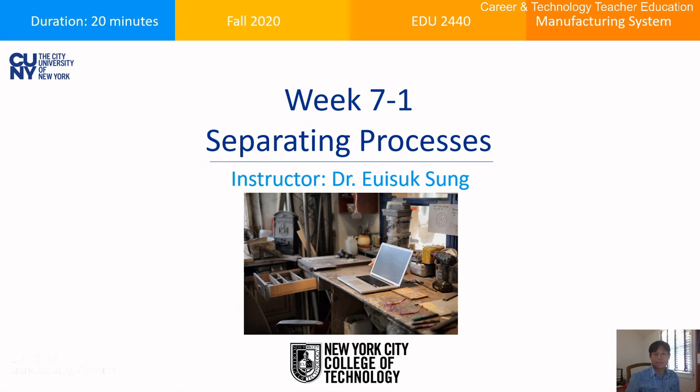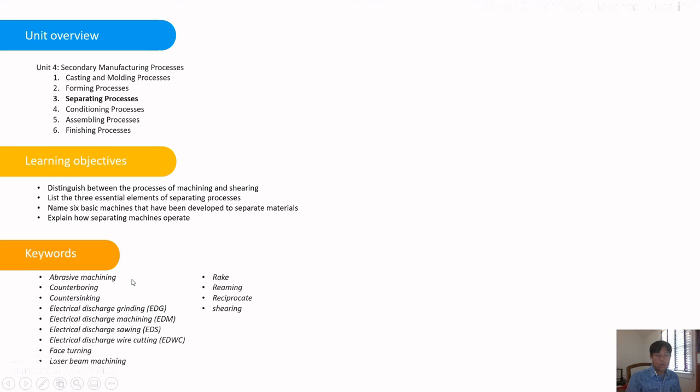Hello, students. This is Manufacturing Systems, week 7. I'm going to start this week's module. We have two modules, and the first module may take 20 minutes. The topic is separating processes. We are studying the secondary manufacturing processes.